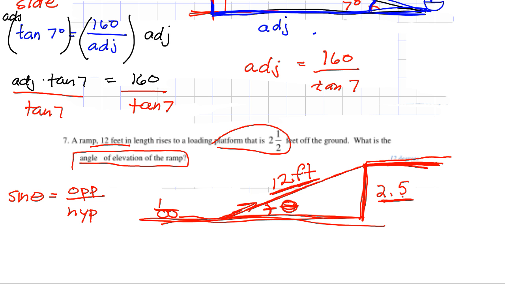This time we know the two lengths of the sides. We know the length of the side opposite is 2.5. We know that the length of the hypotenuse is 12 feet. This time it's the angle that we don't know. So what do you think that we would have to do to get rid of the sine on this side of the equation?